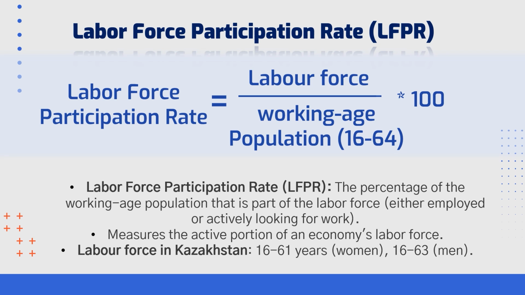The formula is pretty simple. We have to determine the number of those who belong to the labor force and divide it by the volume of those who belong to the working age population. On average, these are the people within the 16 up to 64 year age gap. Talking about Kazakhstan, the labor force is usually calculated among the working age population, which is 16 up to 61 among females and 16 up to 63 among the men.